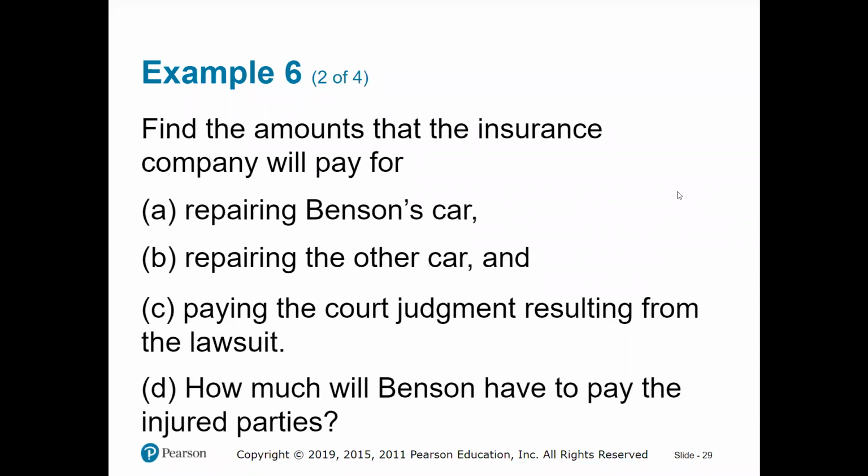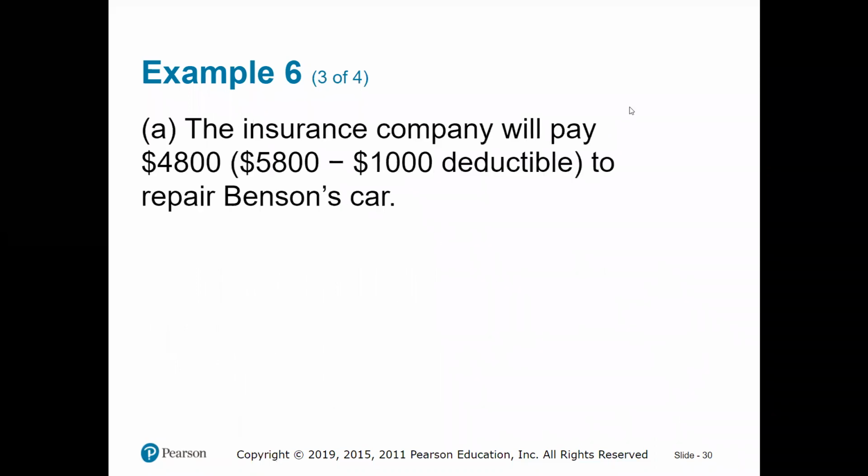Find the amounts that the insurance company will pay for repairing Benson's car, repairing the other car, and paying the court judgment resulting from the lawsuit. D, how much will Benson have to pay the injured parties? So they're already assuming at this point that he's going to have to pay some money. This is why you need to be very, very careful with what you do on vacation. You can't just fool around, and you definitely want to make sure that you are insured.